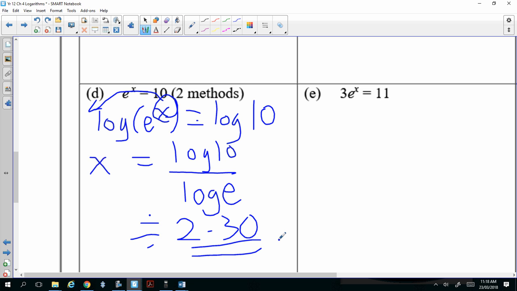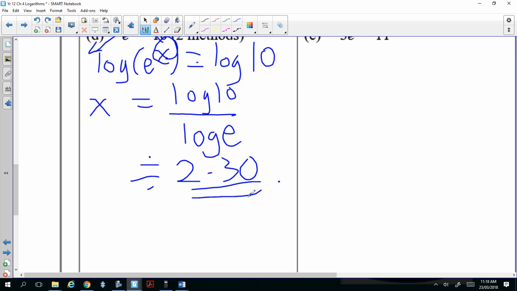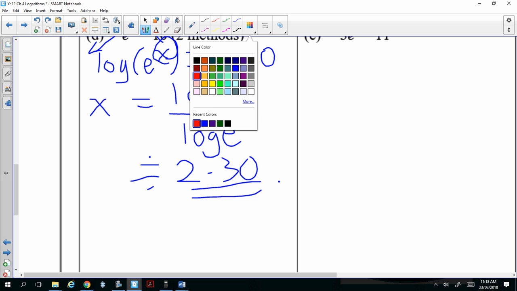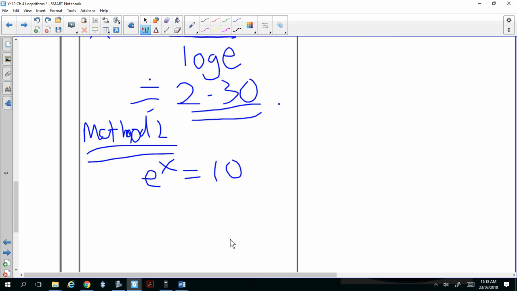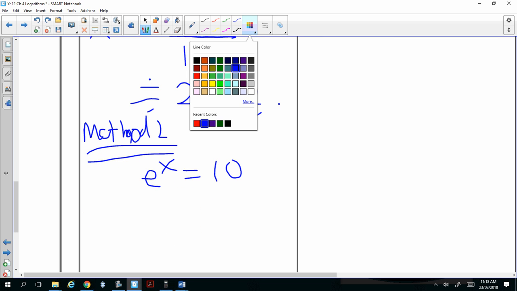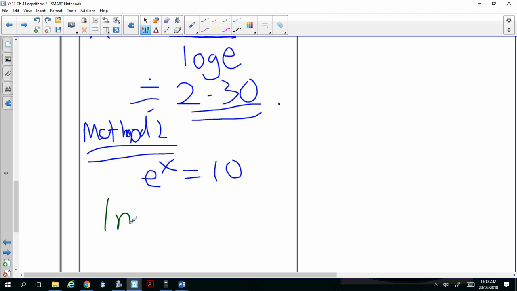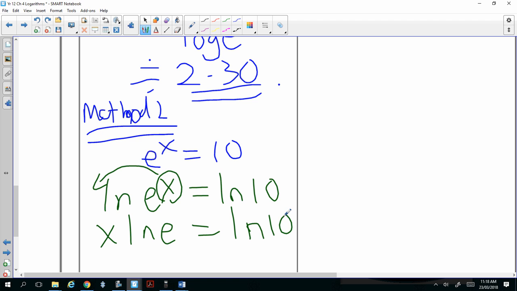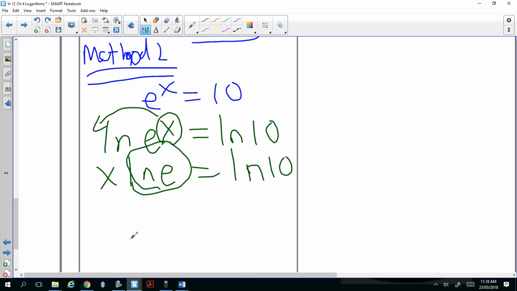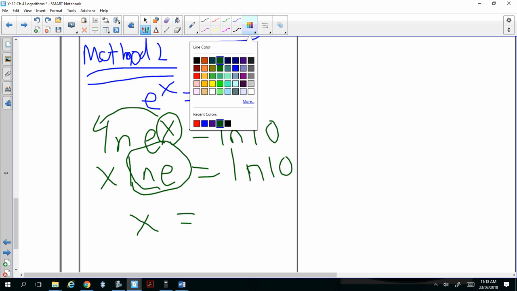I could do it in another way. Method 2. How does method 2 work? If the base is e, it will be easier, instead of using log, to use ln instead. There's a good reason why we use ln. Because when you bring the x down, what's ln e? 1. So that's just 1. So you get to find x straight away, because this is 1. So when it is e, it's better to use ln.